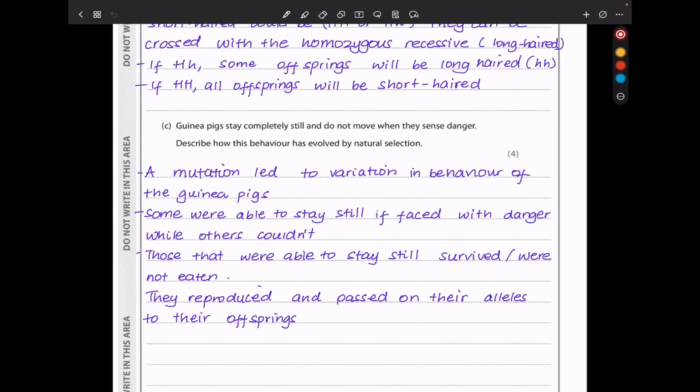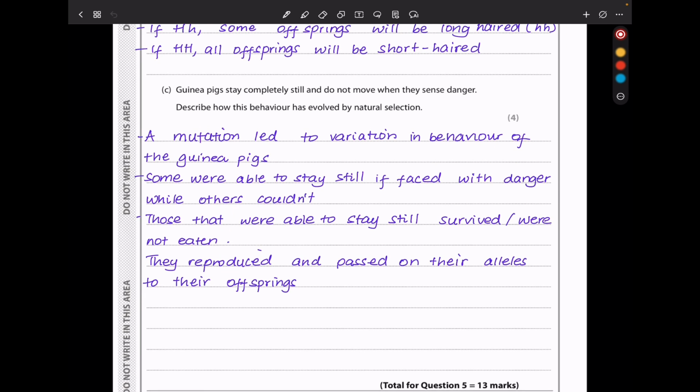In part C, guinea pigs stay completely still and do not move when they sense danger. Describe how this behavior has evolved by natural selection. Usually when these kinds of questions are asked, you have to talk about variation. Those that have the genetic advantage survive, while the others do not, and then reproduction occurs so that the genetic advantage is passed on to the offsprings.